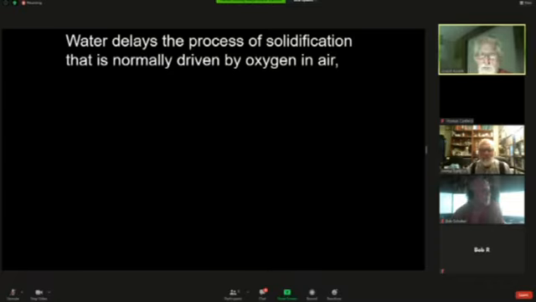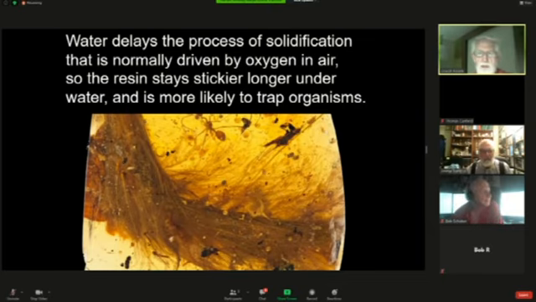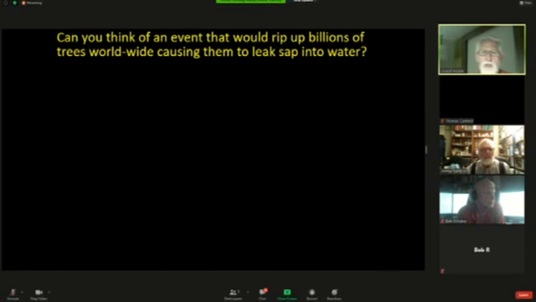It was much more fluid in its state, and was also stickier longer underwater, and therefore being in a much more favorable position to be able to trap anything that was in the water. Could be from a freshwater source, a marine source, or a terrestrial source. And that there was much more time allowed for the resins to flow to totally entrap these larger specimens from whatever their source would be.